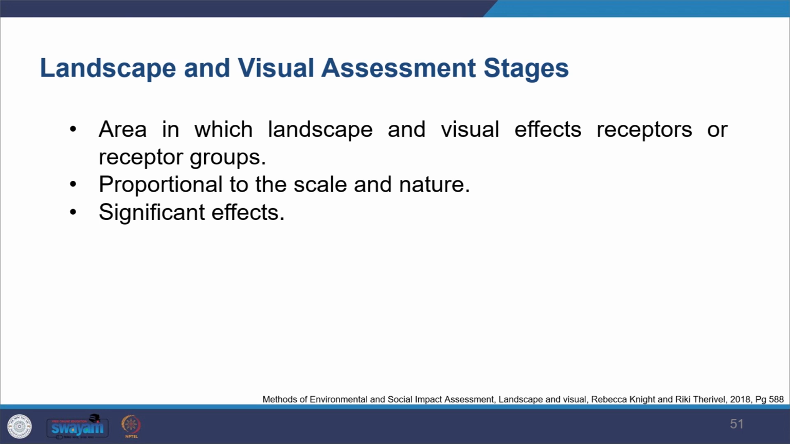So you need to see the proportionality between the proposed project and the landscape you're talking about. And then, like we have been repeating, whenever you do the scoping stage, you look at only the significant effects. So things which might not have significant effect, you might drop those theme areas.